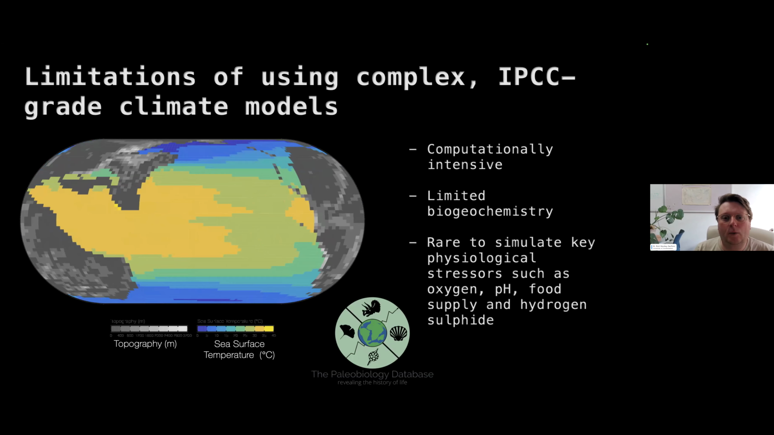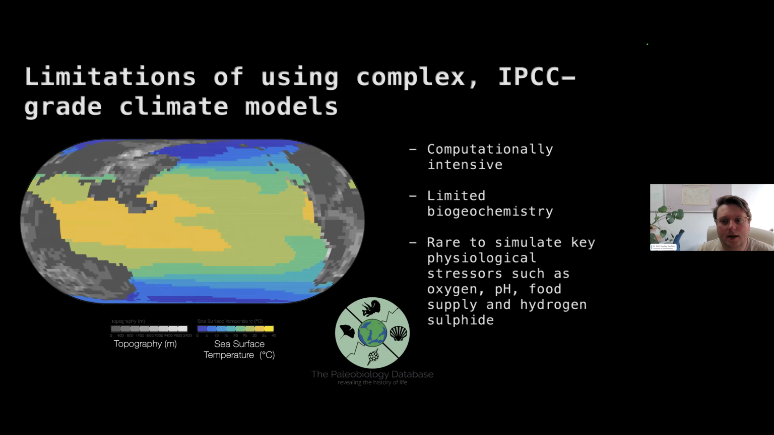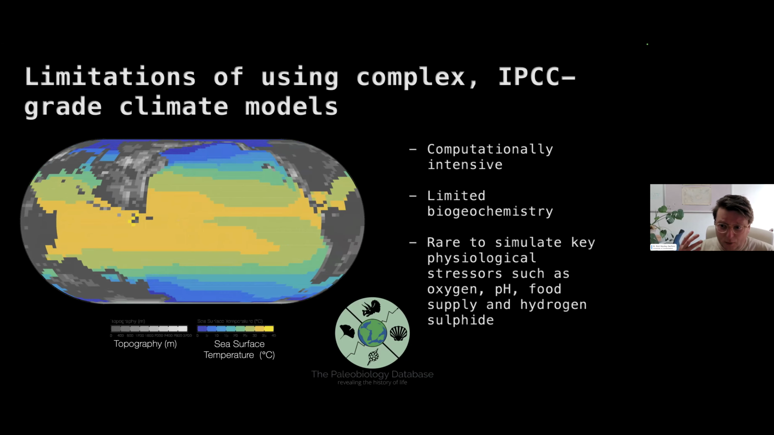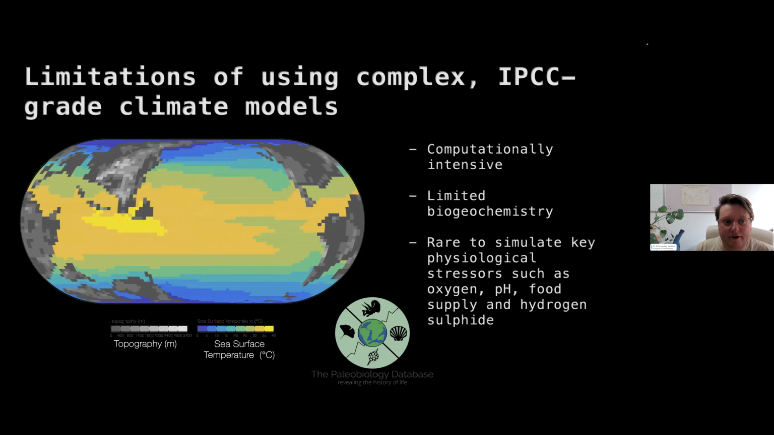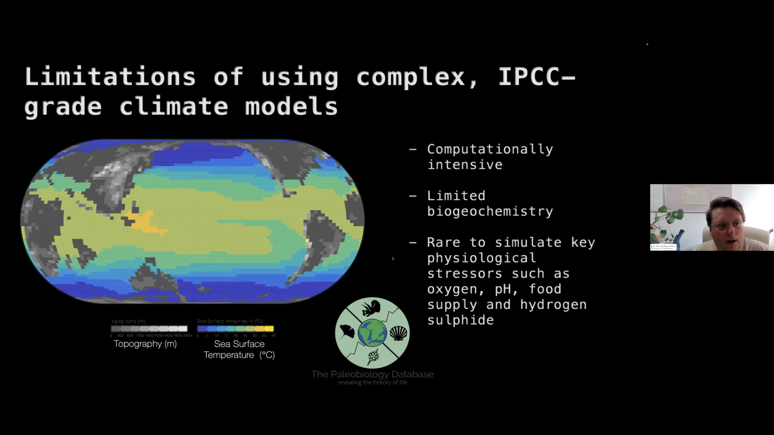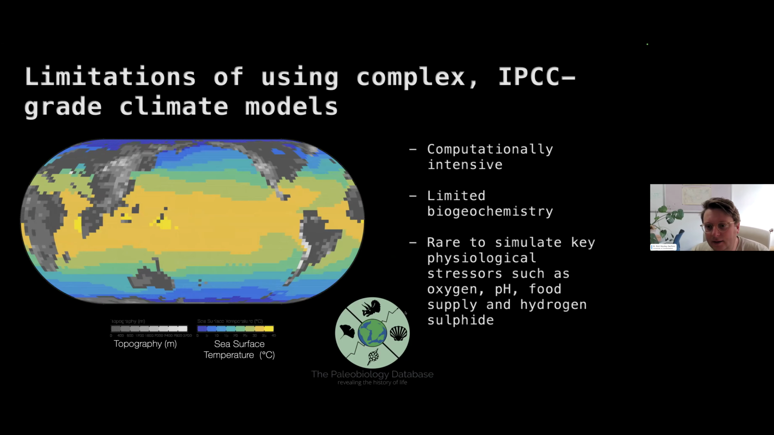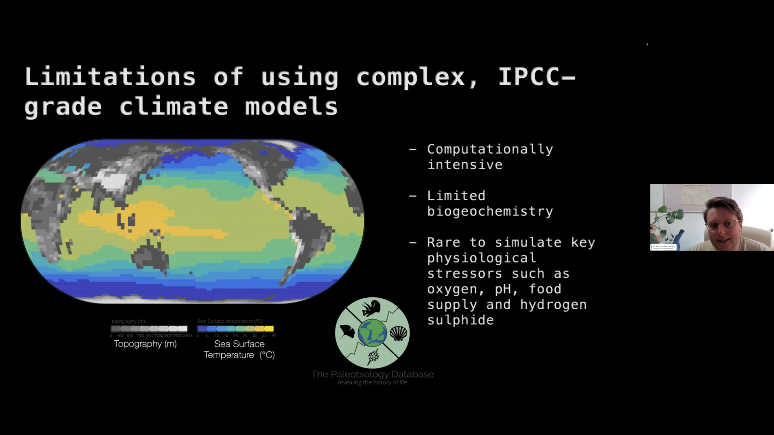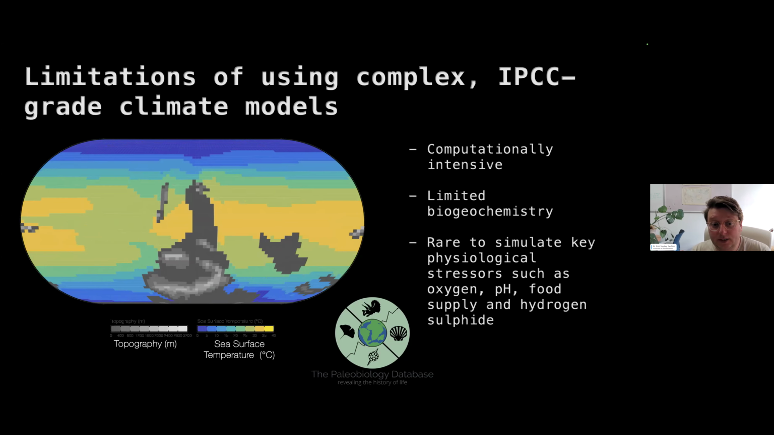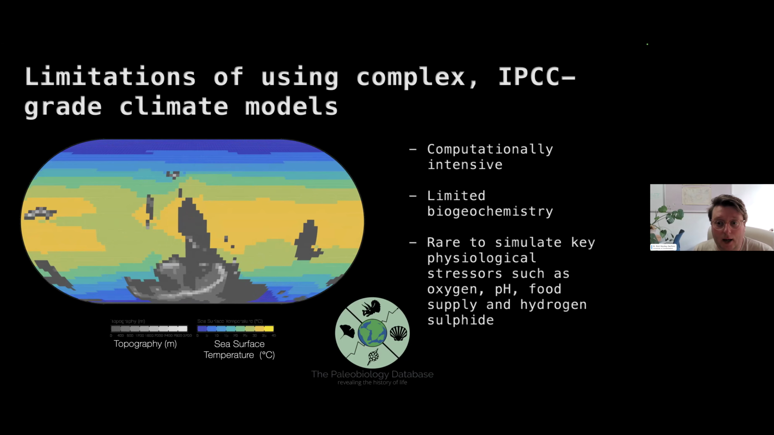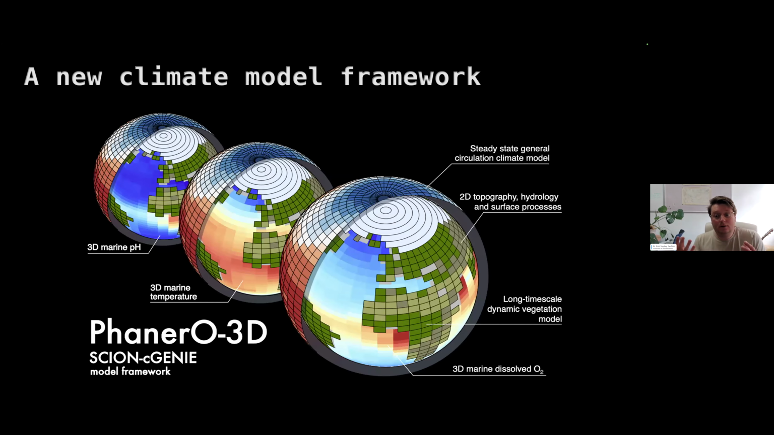So what that means is that while we can simulate things like surface temperature, there are lots of other environmental factors that we expect to have been very important for marine life in the past, such as oxygen, pH, food supply, and sulfide stress, and all sorts of other things, that a complex global circulation model just isn't going to be able to simulate. And most of the IPCC grade models don't. So that's a challenge that we've been trying to confront.